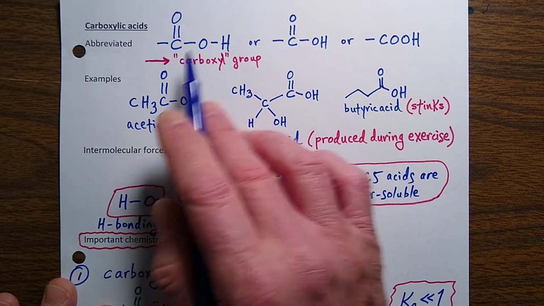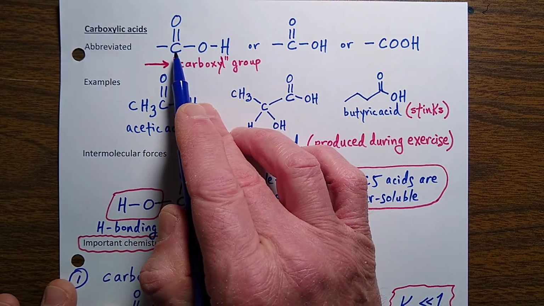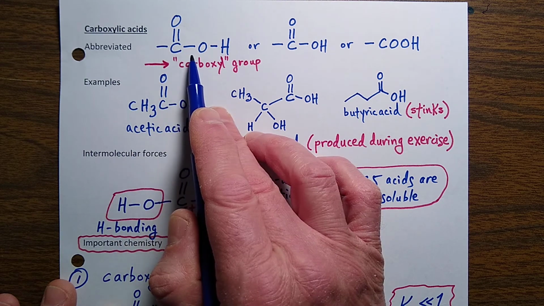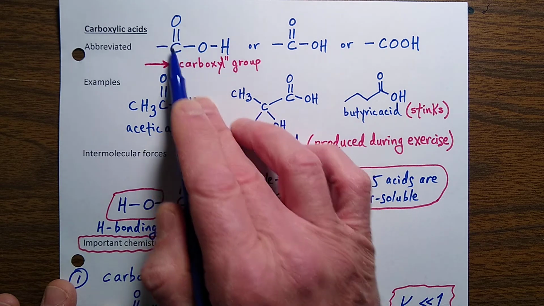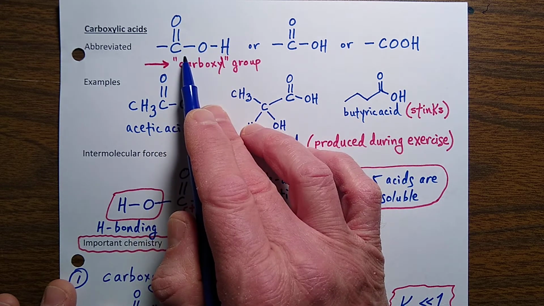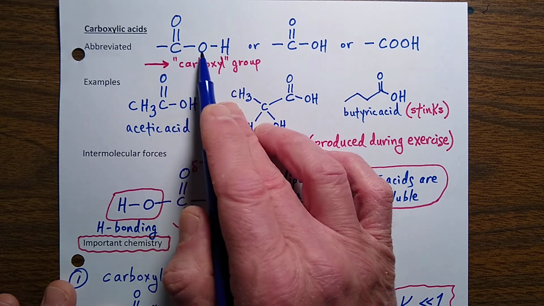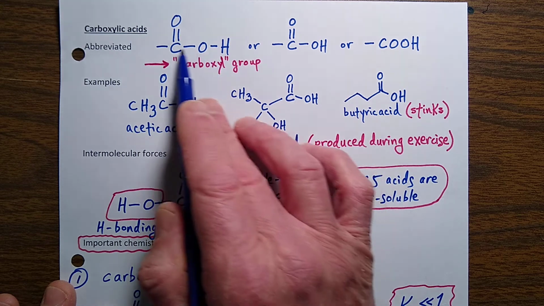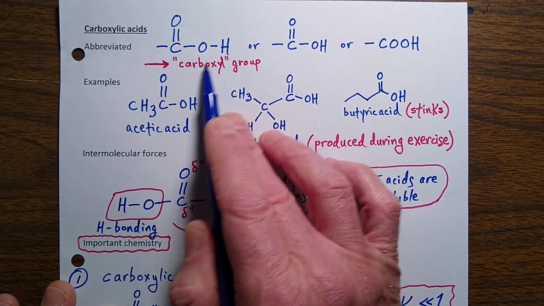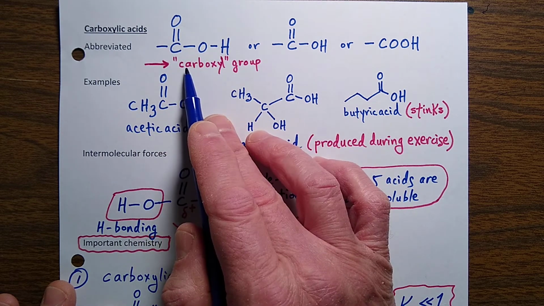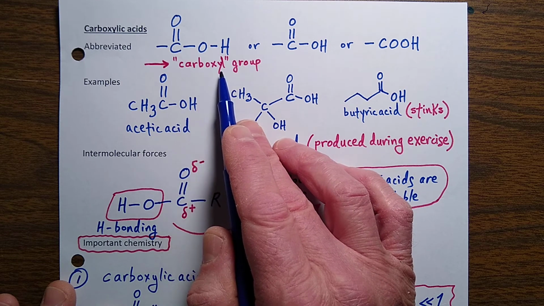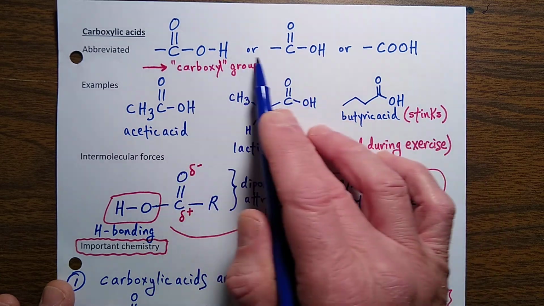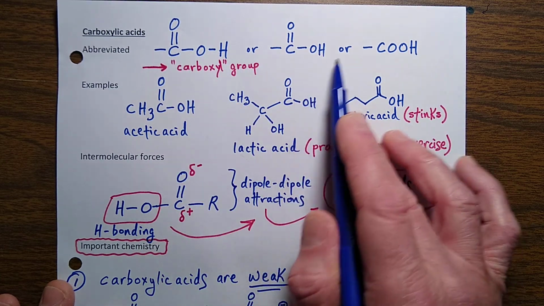A carboxylic acid has a carbonyl group in it, but now instead of a carbon on either side, it's kind of like an aldehyde. The carboxylic acid functional group has to be at the end of a carbon chain because you have to have this particular group of atoms together. You can only have a C double bond O OH, which is called a carboxyl group. It's spelled C-A-R-B-O-X-Y-L. That's a carboxyl group.